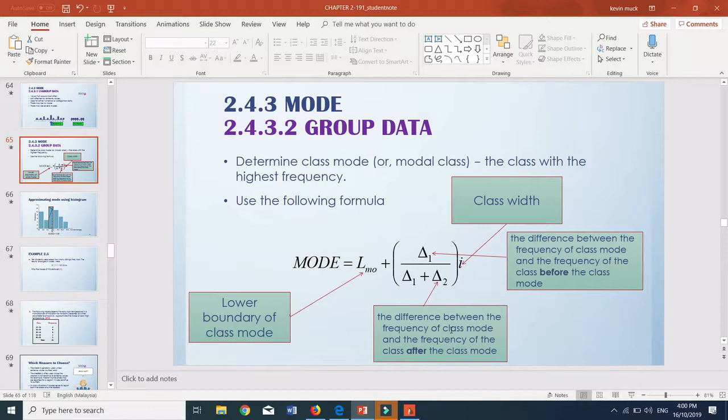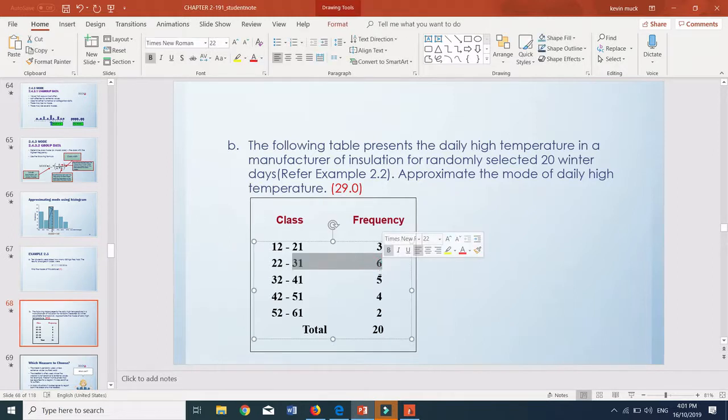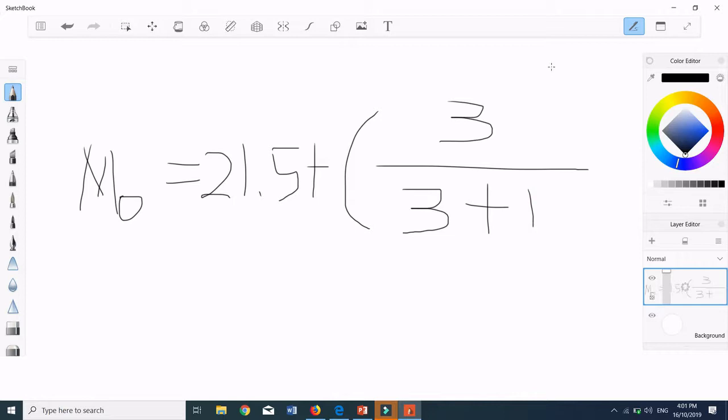And then you plus the difference between the frequency of the class mode and the frequency of the class after the class mode, which is 6 and 5. You have a difference of 1. And then you times with 10. So in this case, you get 3, you divide by 4, you times with 10, and you plus 21.5, and you will get 29 as your mode.